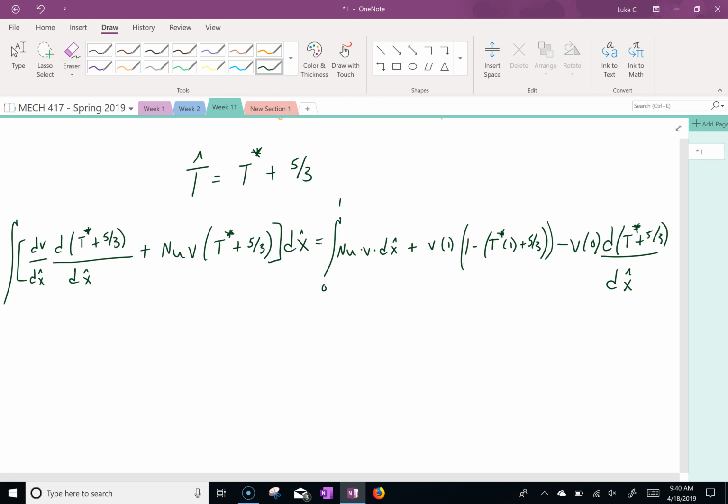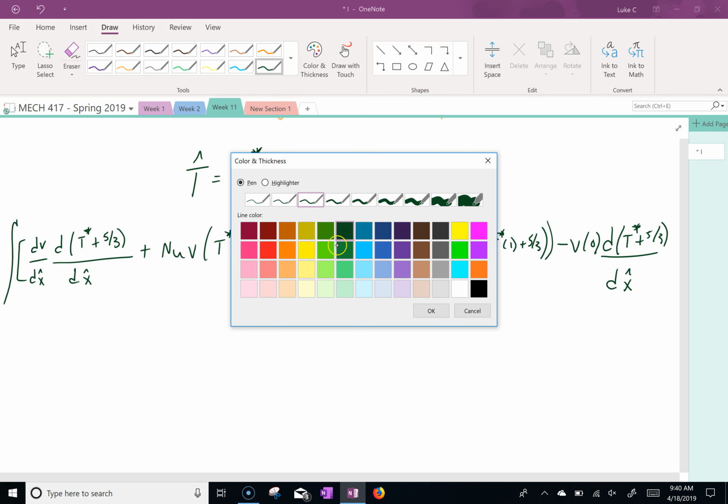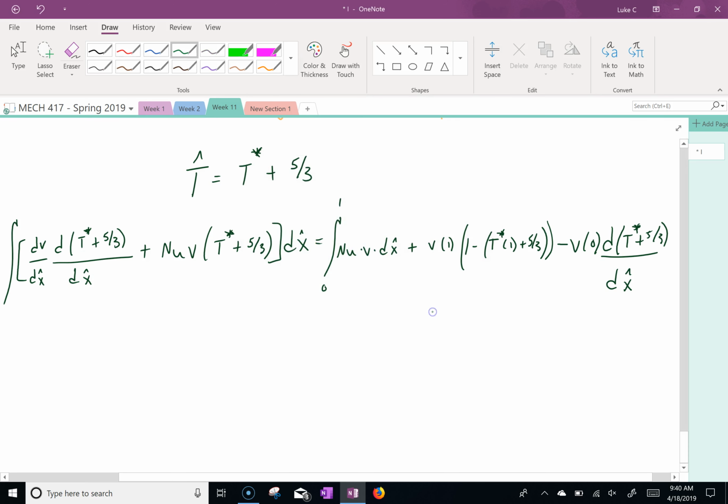What's T star? It's just, we're replacing t hat with t star plus 5/3. It's just a new variable that includes the boundary conditions. There's a complicated reason why we do that. I don't want to get into that. It's due to the boundary conditions. There's an issue with boundary conditions, and you have to change this.